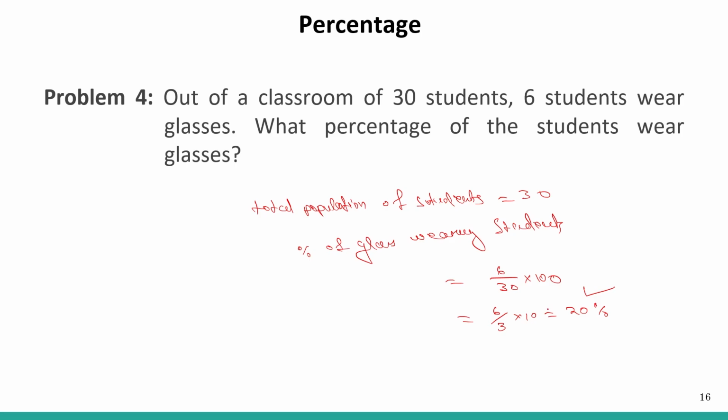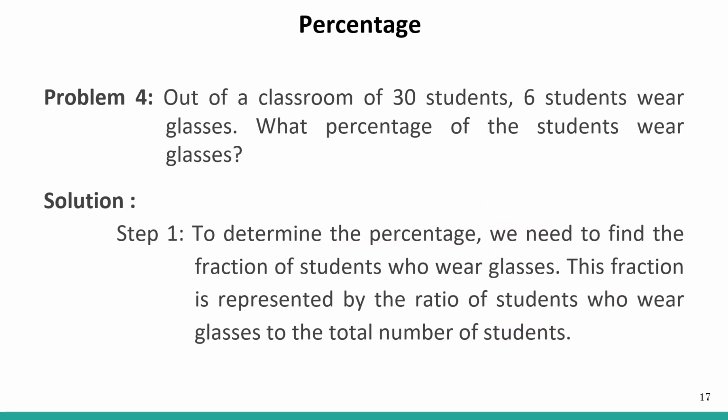So let's see a step-by-step solution. To determine the percentage, we need to find the fraction of students who wear glasses. This fraction is represented by the ratio of students who wear glasses to the total number of students. So the fraction of students is 6 by 30.